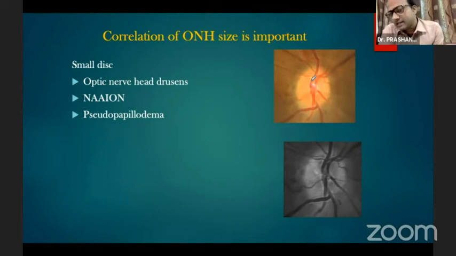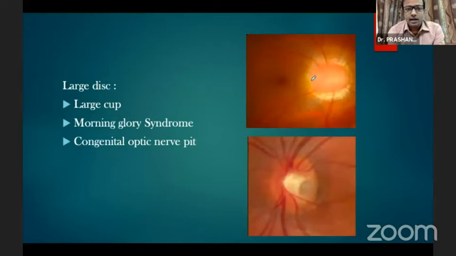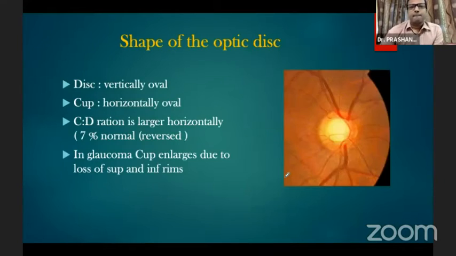Now, papilledema is a condition in which there is high intracranial tension, and that is a medical emergency that may require urgent lumbar puncture. So we have to be sure what is drusen and what is papilledema. In a large disc, there are conditions like morning glory syndrome, which is a central excavation of the disc because of premature closing of the embryonic fissure, and congenital optic nerve pit. So these are the conditions which are present in the large disc.